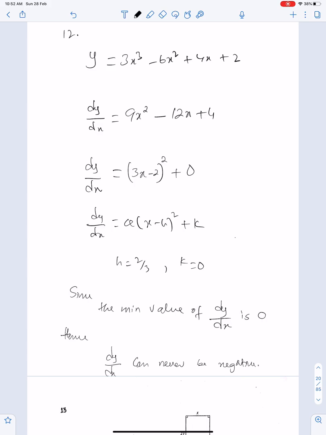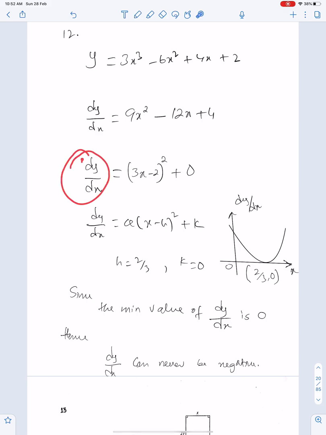And this is the rough sketch. A sketch is not required, but to understand the concept well, you can check the sketch. This is 2 upon 3, comma 0. And here you have dy upon dx, the subject of the equation. Its minimum value is 0. So this quantity can never be negative because the sketch is not of this type.